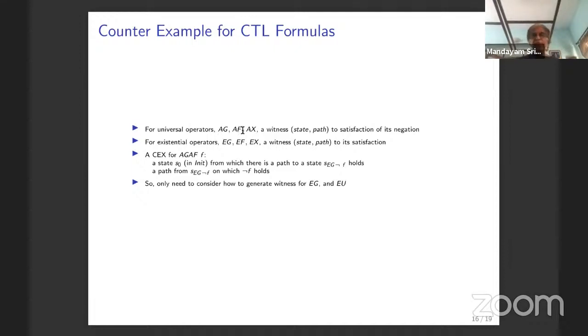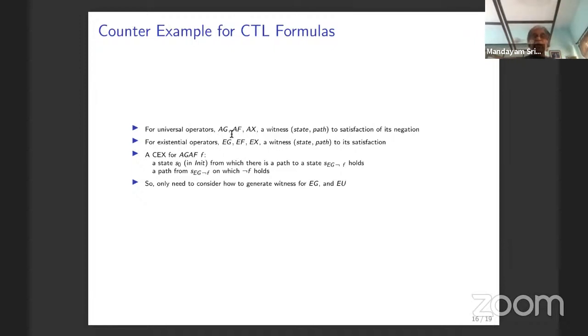that is violated. For existential operators, we just define, well, it's not really a counterexample, but a witness to its satisfaction. Because for an existentially quantified CTL operator, if you try to give a witness to its violation, you'll have to show lots of paths. For every path you'll have to do it, and that's not practical. Therefore, this is how we define it.